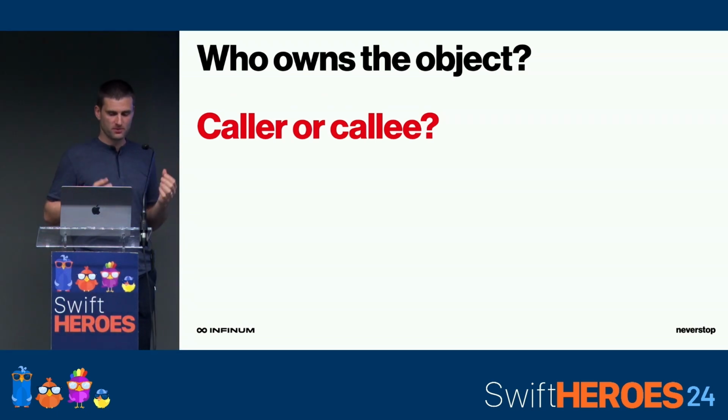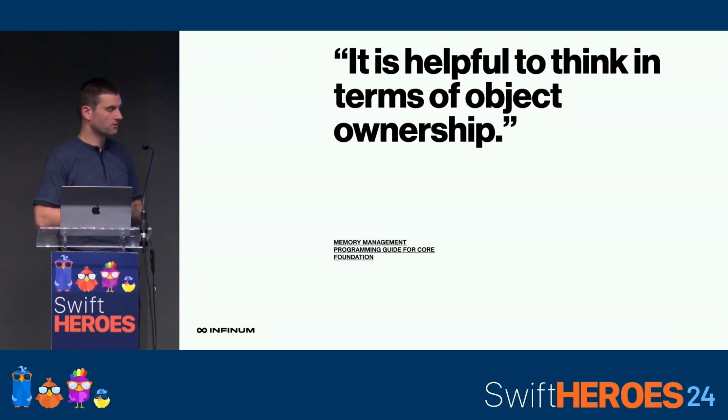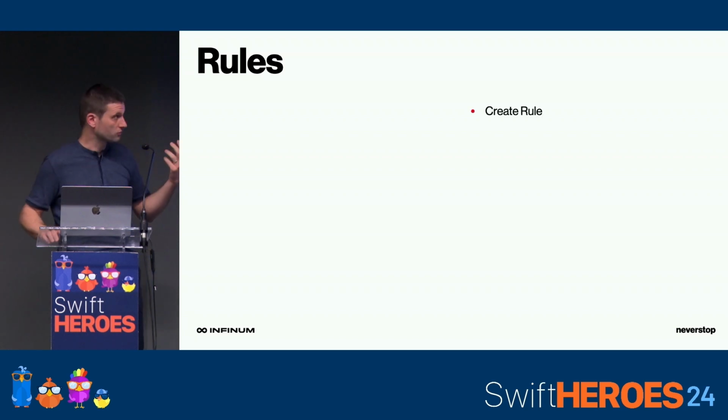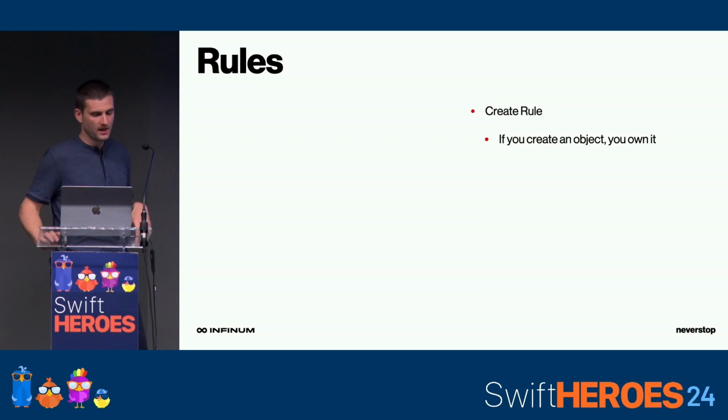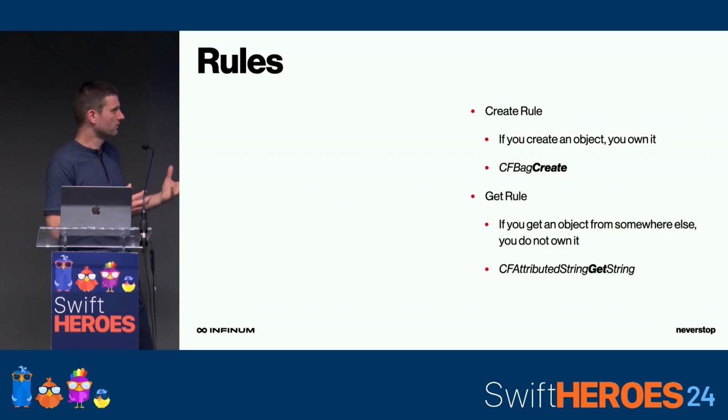And this idea of object ownership was recognized quite a long time ago by the Core Foundation framework, which in their memory management guide says that when thinking about memory ownership, it is helpful to think in terms of object ownership and not memory management per se. And then they lay out some rules on how object ownership works in Core Foundation. They have the create rule, which says that if you create an object, you own it. And this is indicated by the naming convention in the API. So CFBagCreate indicates that this API returns an object that you own and you are responsible for destroying. On the other hand, they have the get rule, which says that if you get an object from somewhere else, you do not own it and you are not responsible for destroying it. This is also indicated by the naming convention, and Get in the API name.